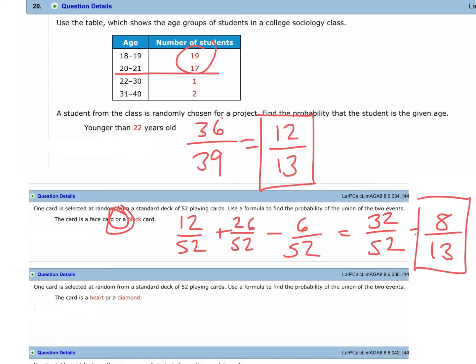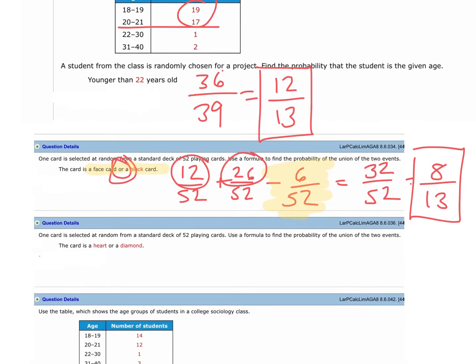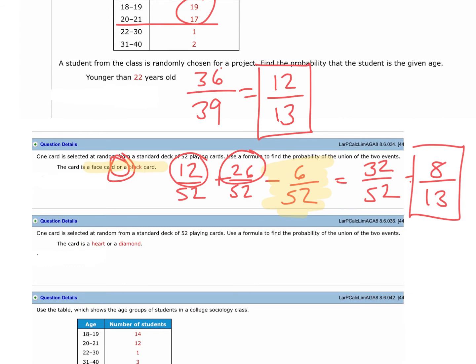We have to subtract the ones that overlap. So for face cards and black cards in the deck, there's 12 face cards, 26 black, but 6 of the face cards are black cards. So we're counting 6 of them here, but we're also counting 6 of them here, so we're counting it twice, so that's why we have to subtract what overlaps. Any other questions on that one?